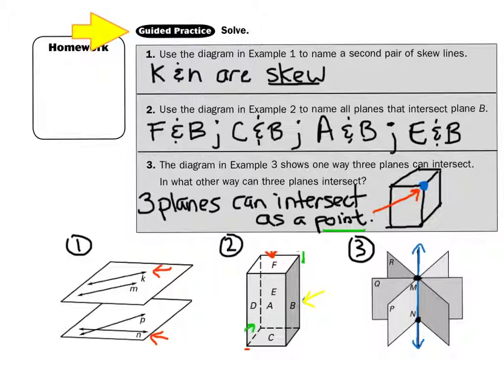Okay, three planes can intersect as just a corner point. Because imagine, here's the front wall, here's the side wall, and here's a ceiling. And if they all intersect, boom, it would be right at this corner point, right here.